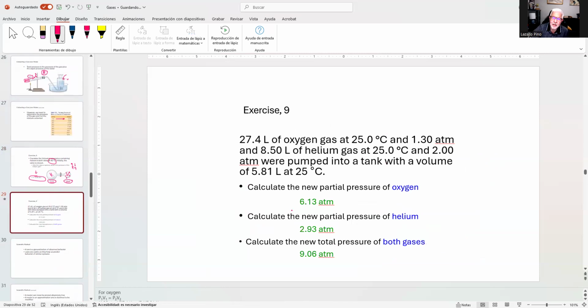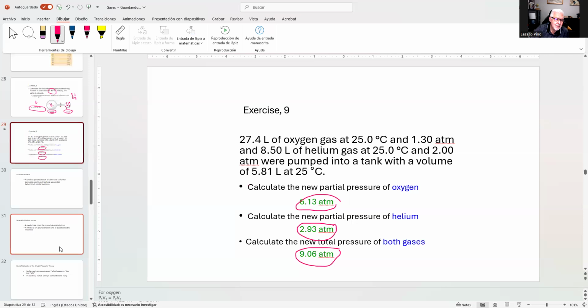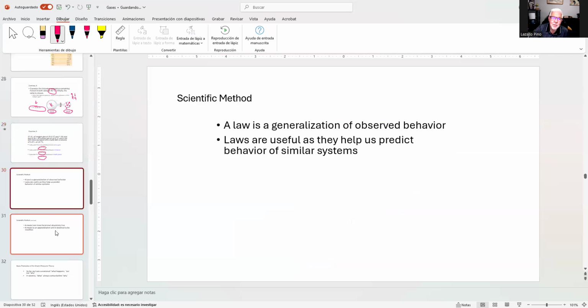Here we have another exercise. You can stop the video. You have already the answers. Then what you need is to stop the video and answer this question. You have more exercises.